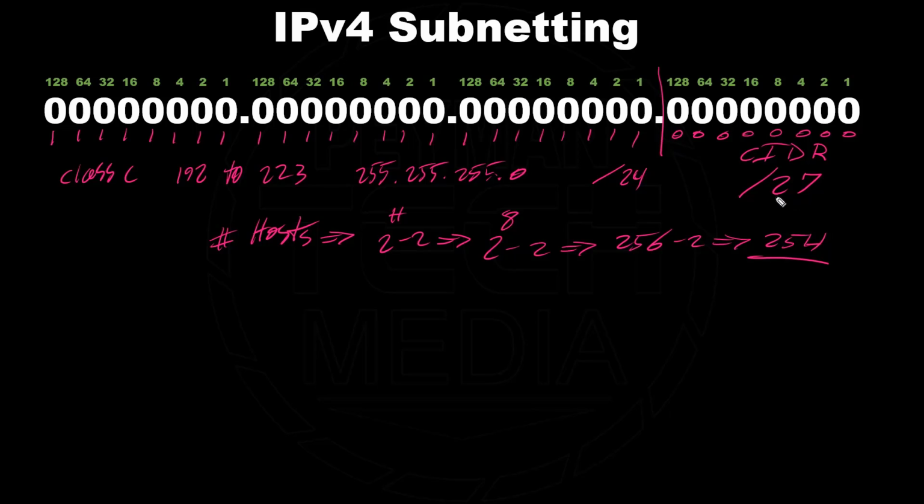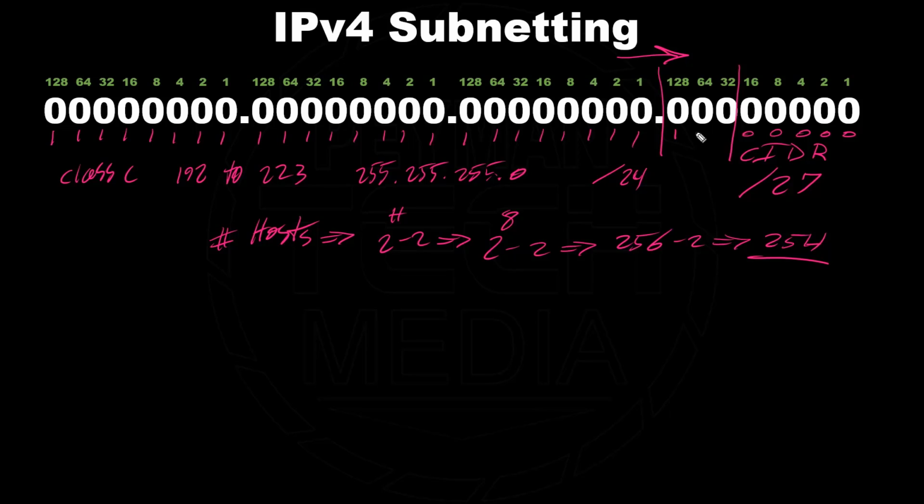It means that we have 27 bits turned on for the network bits. So let's count. 8 plus 8, 16, plus 8, 24, 25, 26, 27. So this is our new cut line. We move the cut line from left to right. That's an example of subnetting. We will have more subnets and fewer available IP addresses per subnet.